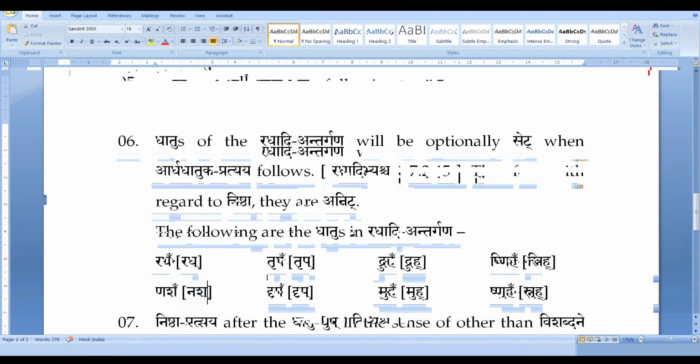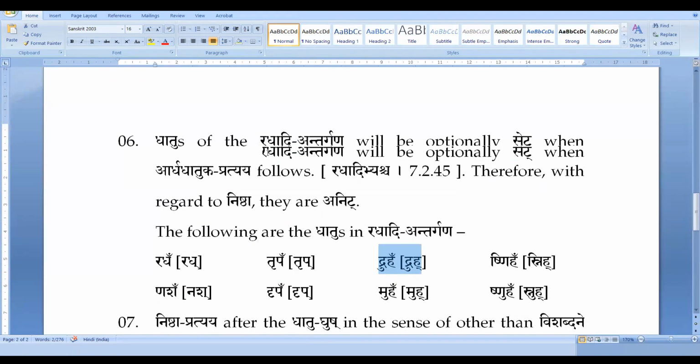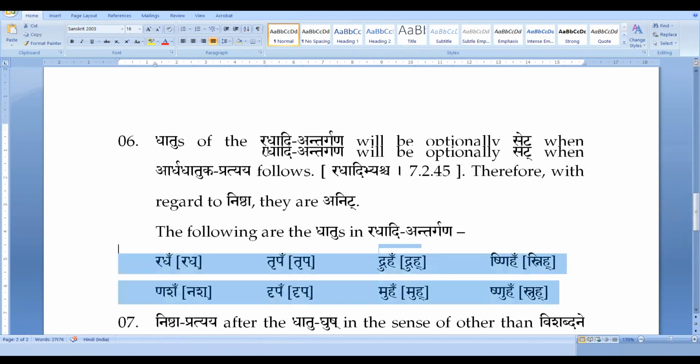Interesting thing is you will see the four dhatus here: Druh, Muh, Snuh, Snih, we saw, right? The akara of Druh, Muh, Snuh, Snih dhatu will optionally take what? Gakara. So those dhatus are here, as well as some other dhatus, Trip and Drip also, Radh also. So this is Radadi Antargana, where Itagama will be optional, the rule says. Therefore, with regard to Nishta, it will be Anit.